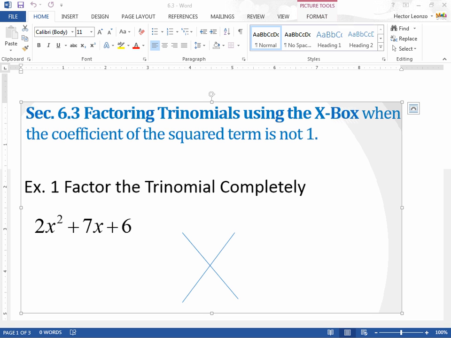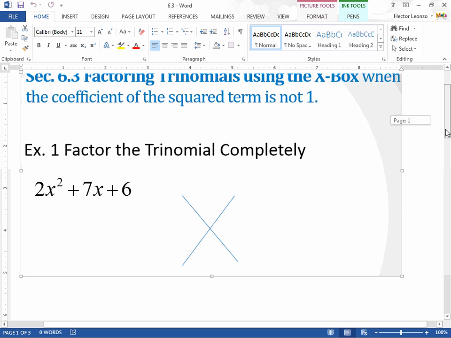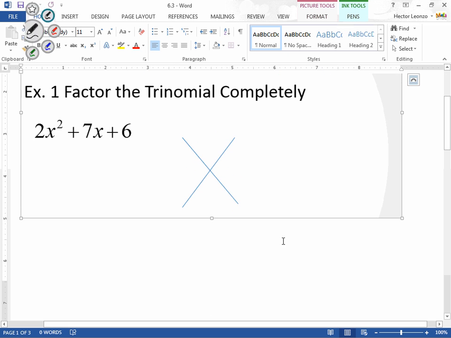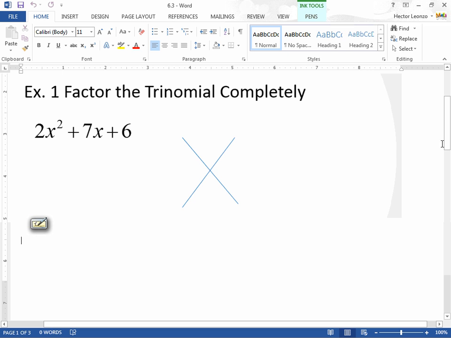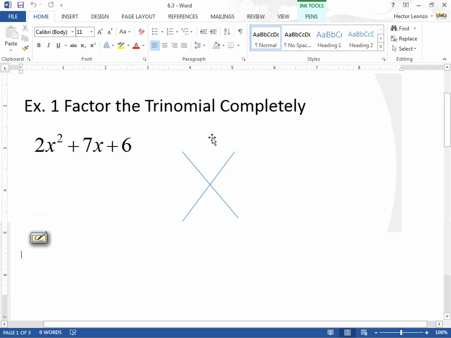Now for 6.3, we're going to be dealing with trinomials, but the leading coefficient is not going to be 1. So in this case, my leading coefficient is 2, and I cannot factor it out. I cannot divide everything by 2 because of that 7. So let's see. What we're going to be doing in this case, we're going to do a mixture of the diamond, of this little X thing, and a mixture of this with combining by grouping. Okay, so let's follow through.